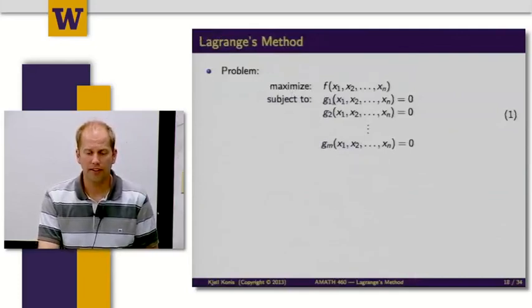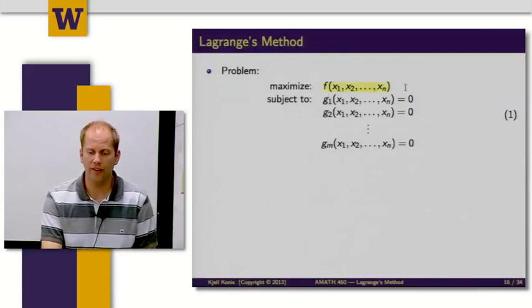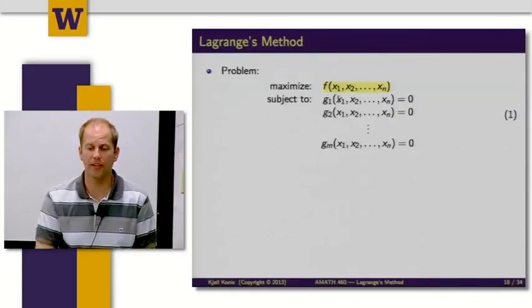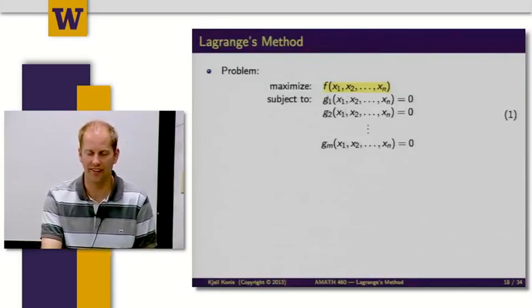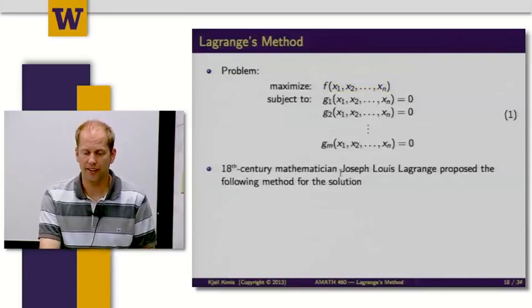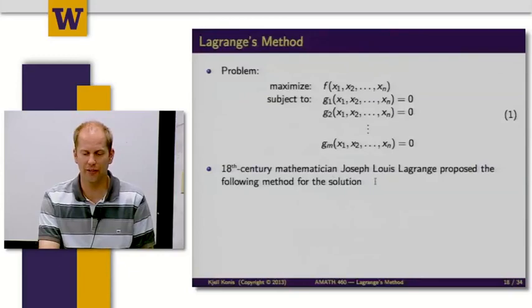So the problem I'm trying to solve, remember when I go back to my portfolio optimization, I want to maximize a function. So I'm going to call this my objective, subject to one or more constraints. I'm going to use n for the number of variables of the function I'm trying to maximize, and then I'm going to think about having m constraints, so g1 up to gm. There was an 18th century mathematician named Joseph Louis Lagrange who proposed the following method for a solution for this problem.